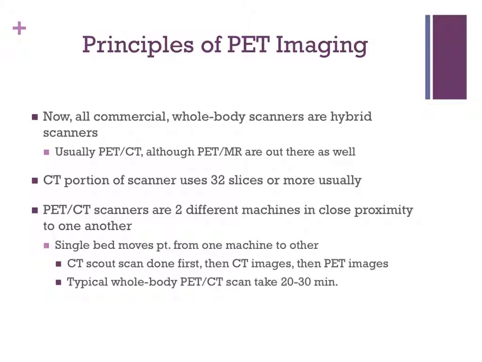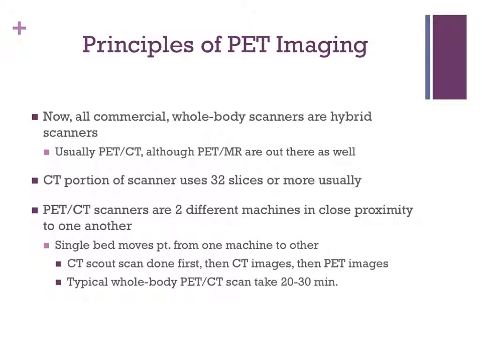At this point in time, all commercial whole body scanners are hybrid scanners, usually being PET CT scanners, but there are some PET MR scanners out there. The CT portion of the hybrid PET CT scanners uses multi-detector CT technology, usually incorporating 32 slices or more. The PET CT scanners are 2 separate machines, in close proximity with a single bed that moves the patient between the 2 machines.